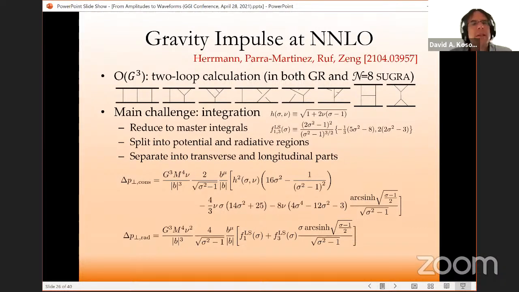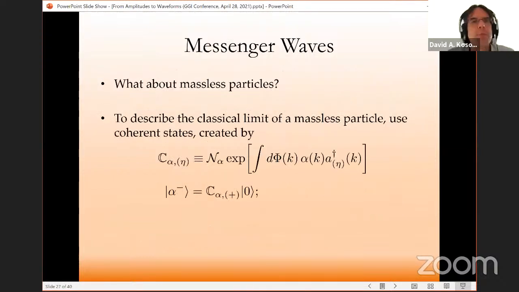So that's what happens when one is interested in scattering of massive particles, and we'll come back to that at the end when we're also interested in radiation. But one can also ask the question, what about massless particles? So generically, we call the photons and gravitons, or massless particles, generally messengers. We can ask the question about what about messenger waves, because ultimately the classical limit of massless particles is some sort of a wave. So to describe that classical limit, we're going to use coherent states, and these are essentially exponentials of the creation operators weighted by what we call a coherent wave shape. The quantum optics people may have a different name for it.